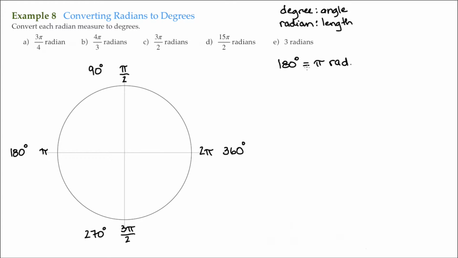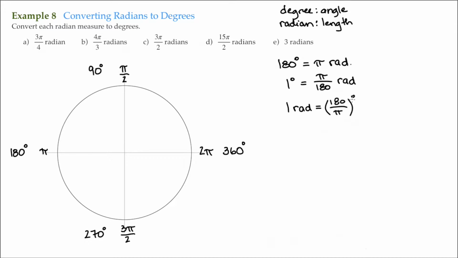So if we know that 180 degrees is equal to pi radians, then I could say that 1 degree is equal to pi over 180 radian. So then knowing that, using some algebra, we can say that 1 radian is equal to 180 over pi degrees.